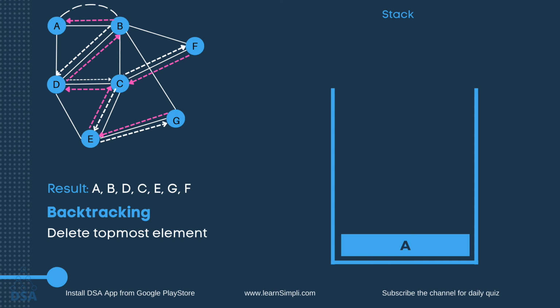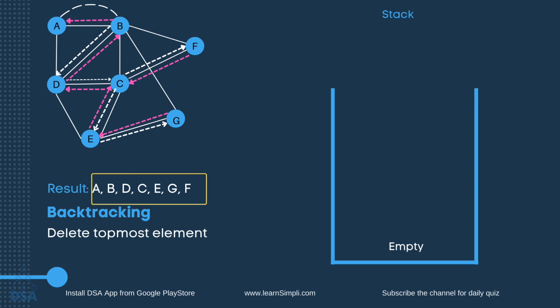And there are no vertices left in the graph unvisited. So pop out A. Now the stack is empty. This is when we stop the DFS traversal. And this is the DFS traversal of our graph.